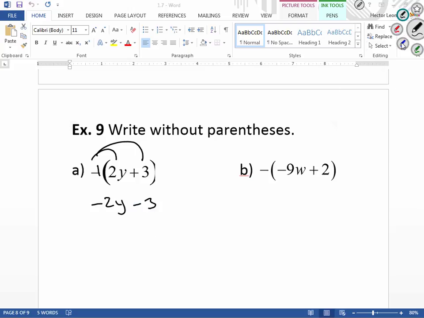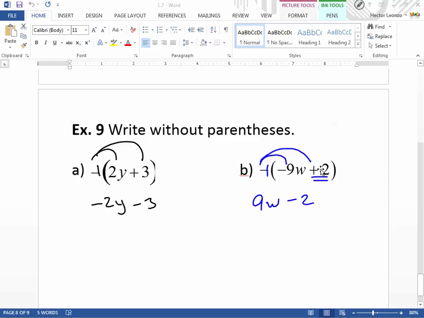Same thing for my example B. Remember, this represents -1. -1 times -9, that's going to become positive 9w. Here, notice I'm going to call this +2, including the sign, just because the signs might change. So let me call this -1 times +2. Let me call this -2. I called it a positive sign just because I was afraid that signs might change, and that's basically what happened.